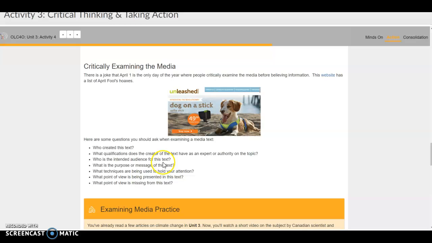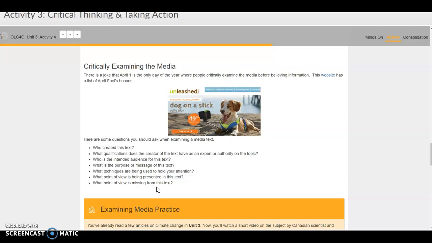Who is the intended audience for the text? What is the purpose of the message of this text? What techniques are being used to hold your attention? What point of view is being presented in this text? And what point of view is missing from this text?